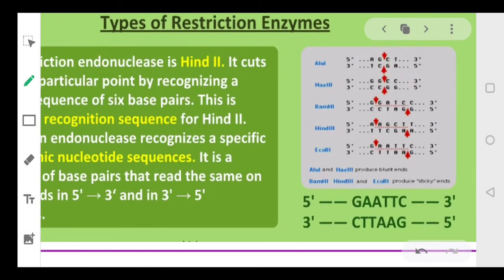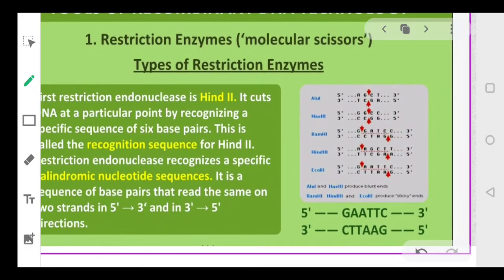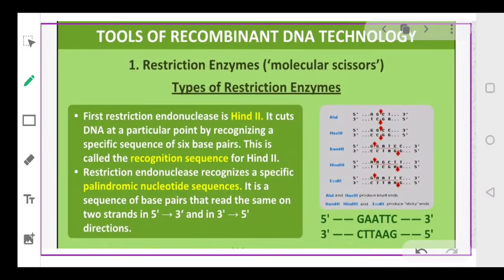Now coming to the enzyme, the first restriction endonuclease which was identified was Hind II, and it cuts the DNA at specific or at particular points by recognizing a specific sequence, and that sequence has 6 base pairs. Okay, that sequence has 6 base pairs. Now this sequence is called a recognition sequence. Okay, this sequence is called a recognition sequence, right?